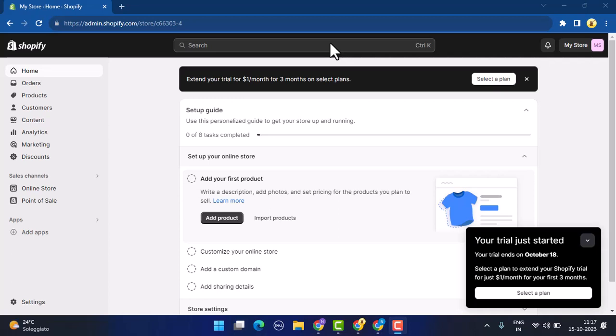Apart from it, you can also use Google search. Now, conduct a Google search using relevant keywords related to your niche. This can help you discover e-commerce stores that are actively selling similar products.